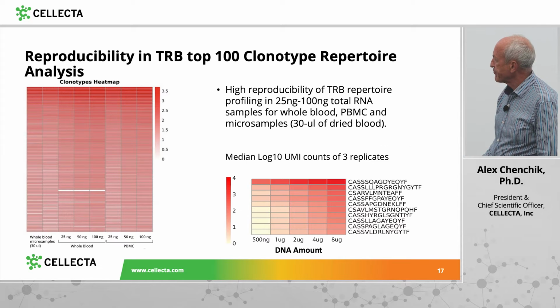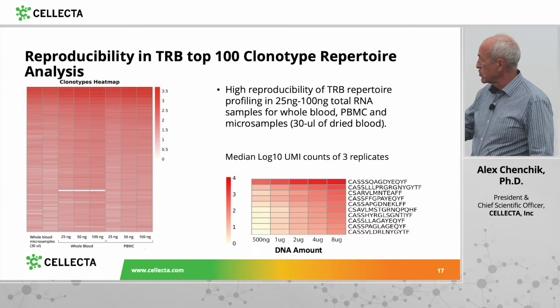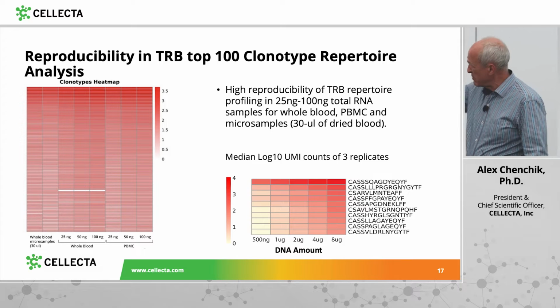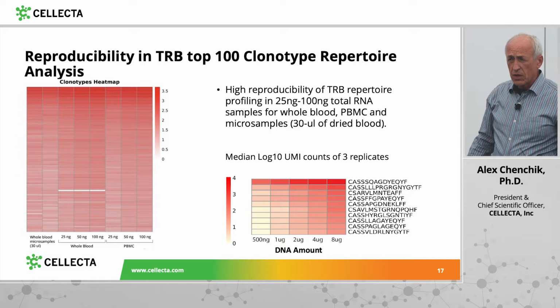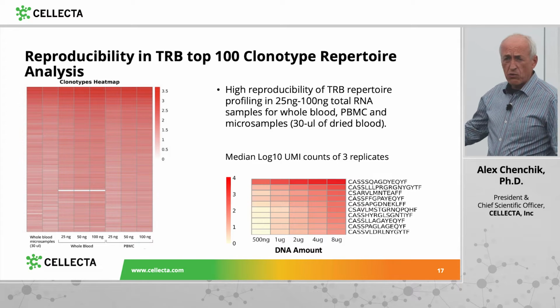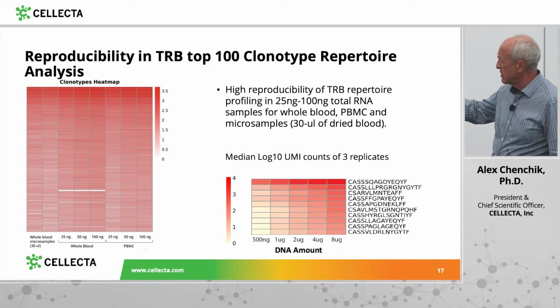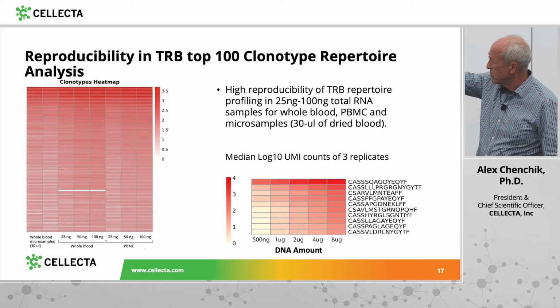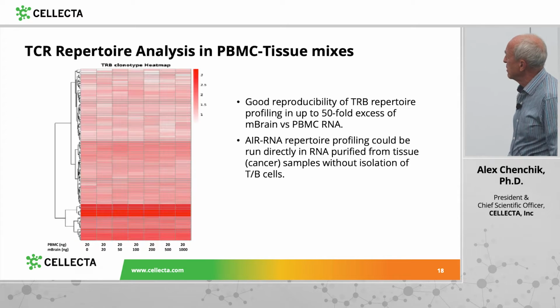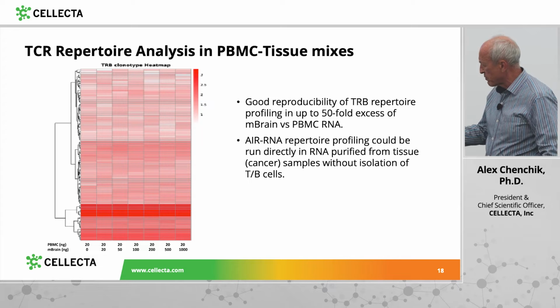bulk data. In this case, if you just focus only on the top clonotypes, the top 100 clonotypes, you can see it's very reproducible. You start from 25 or 100 nanograms, you can generate the same data. Or even you can start from dried blood microsamples, which is 30 microliters of blood, like shown here on the left side of this image. So in this case, you generate reproducible data.